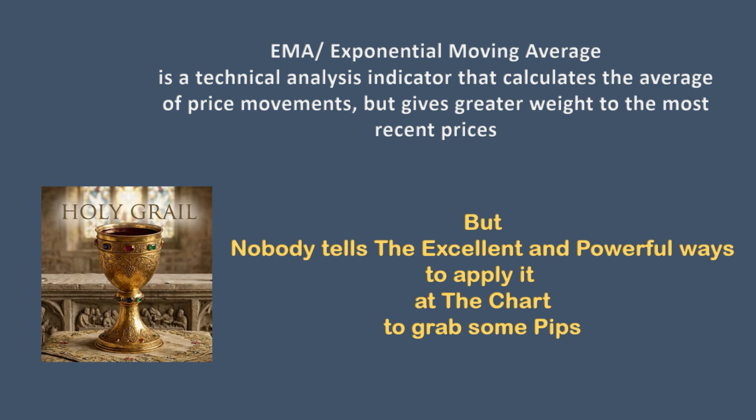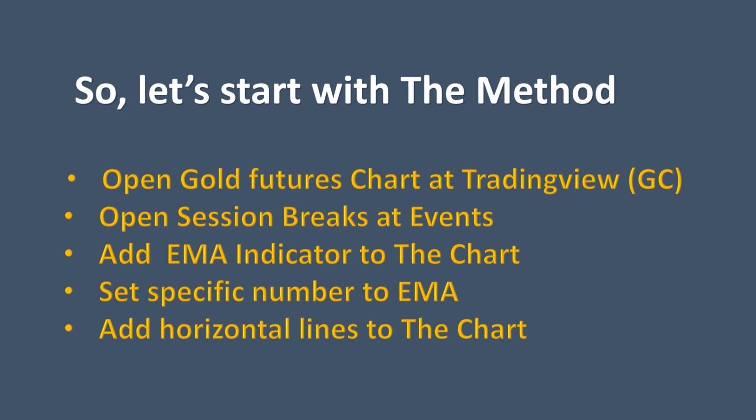EMA, the exponential moving average, is a technical analysis indicator that calculates the average of price movements, but gives greater weight to the most recent prices. But nobody tells the excellent and powerful ways to apply it at the chart to grab some pips. So, let's start with the method.